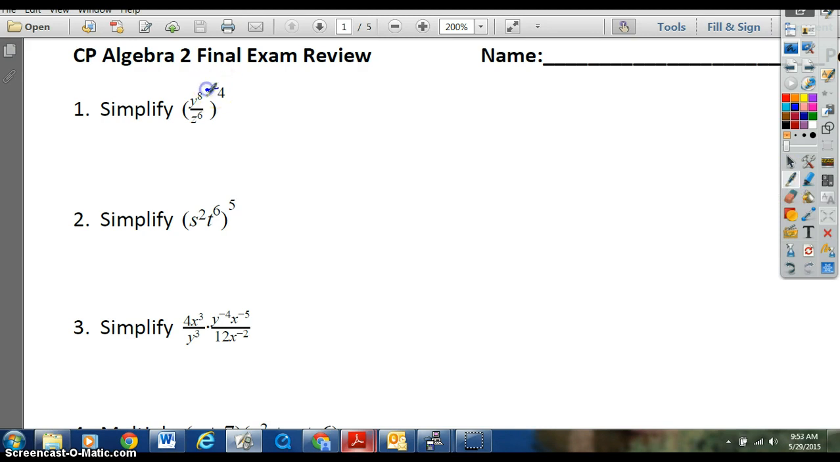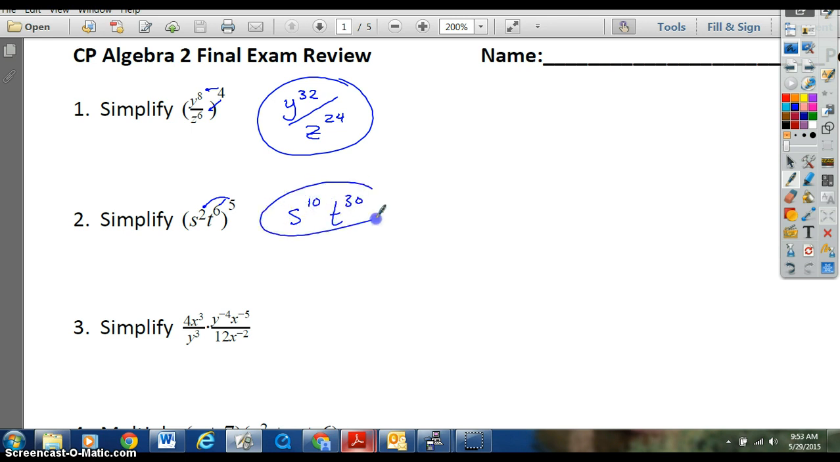Basically I'm going to multiply each exponent by what I have on the outside. So that's 4 times 8, which is 32. This is z to the 24th. Finish. Okay, number two, simplify the following. I'm just going to distribute the 5 in. So this is 6 to the 10. This is t to the third.